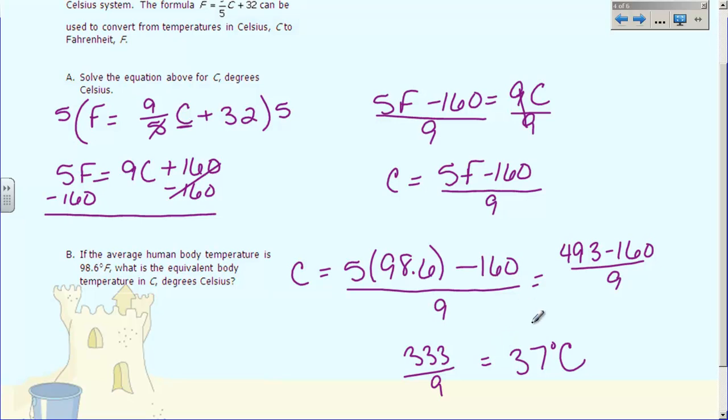So if you went to London and needed to go to the doctor and they took your temperature, anything above 37 degrees Celsius would not be okay. That would mean you had a fever. So that's what that means.